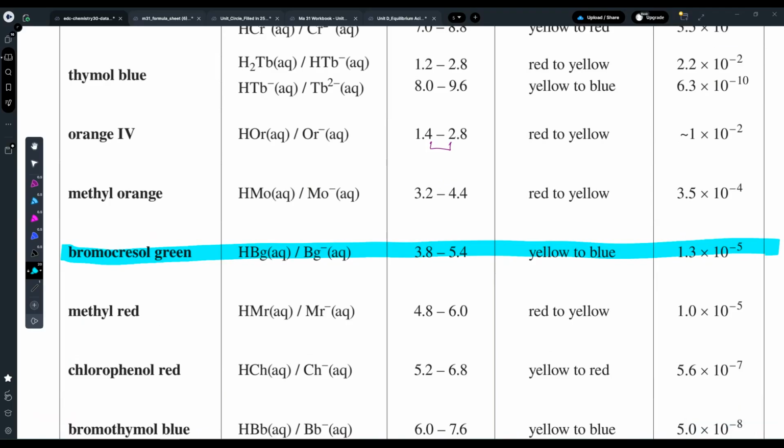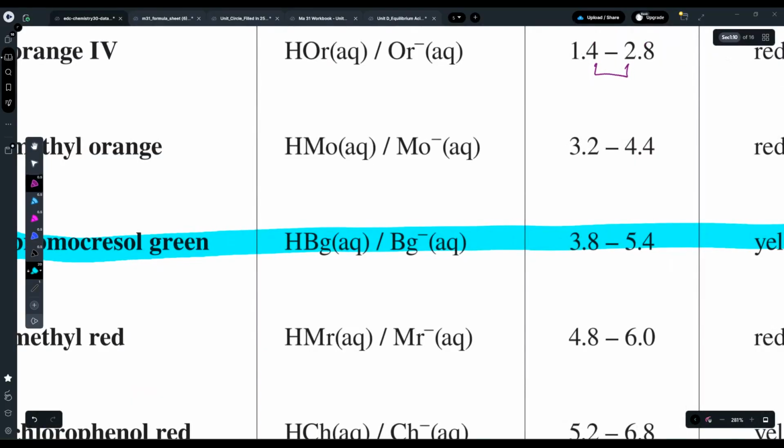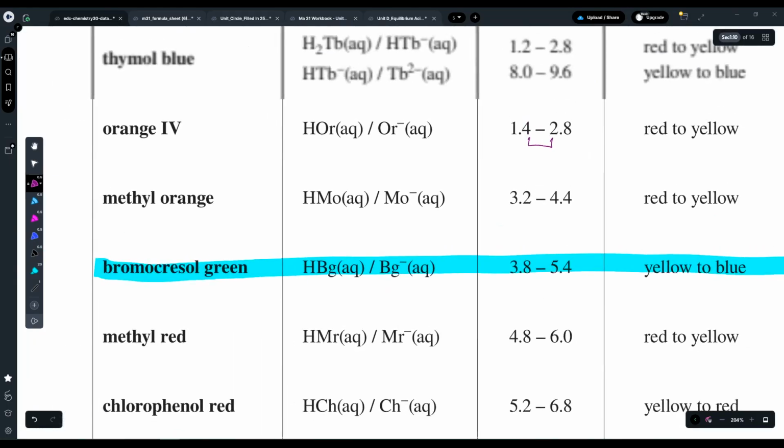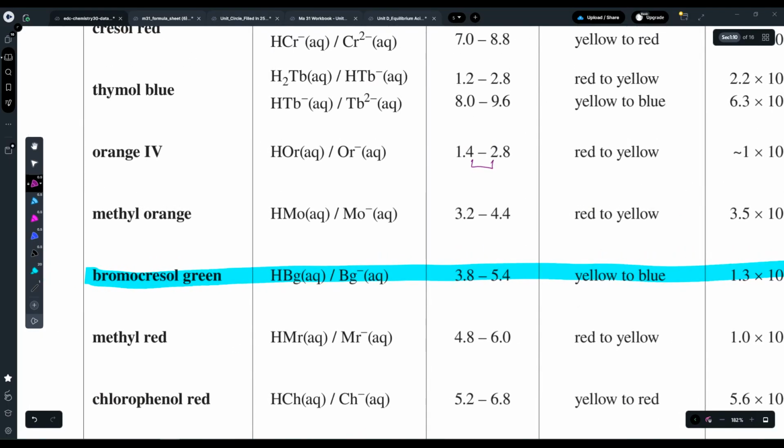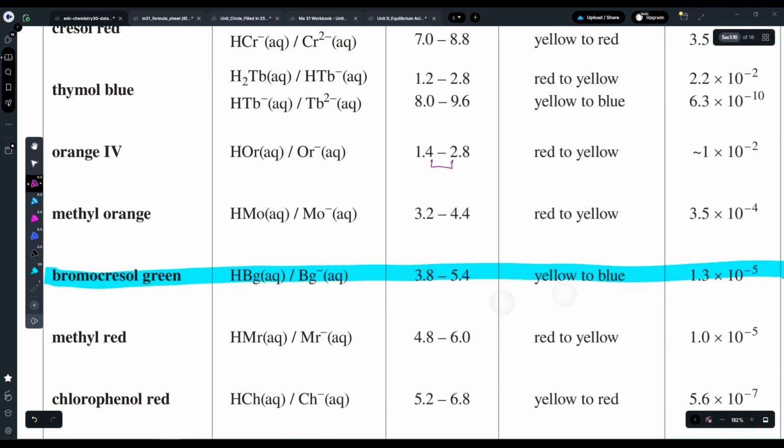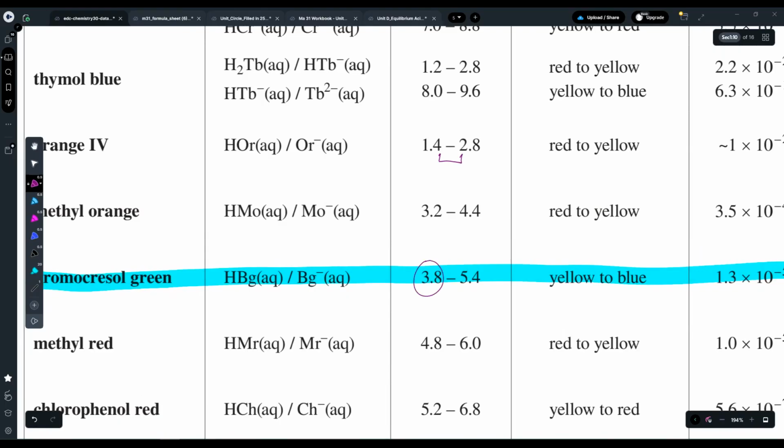So the acidic form of bromocresol green, or the abbreviation for it, is going to be HBg, whereas the basic form of it is just Bg with a 1 minus charge on it. And its range is 3.8 to 5.4. So what this means is that at a pH of 3.8 and below, bromocresol green is going to be yellow. And at a pH of 5.4 and above, bromocresol green is going to be blue.